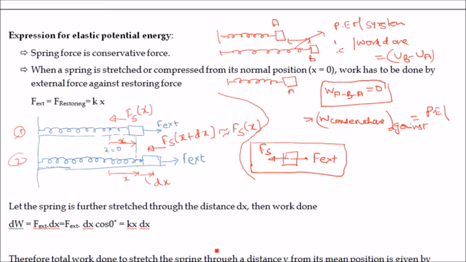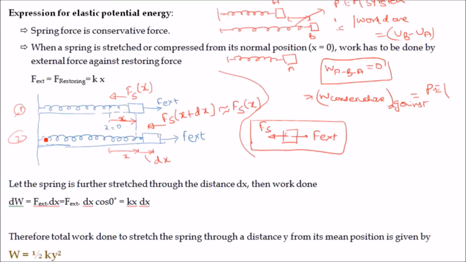dW, which is the infinitesimal work done, and it will be equal to F external dot dx. As we know, the directions of F external and dx are the same: F external is towards the positive x direction and dx is also towards the positive x direction, as per this figure. So the angle between these two will be 0 degrees, and dW is equal to F external into dx. The value of F external is equal to kx, so the infinitesimal work done is equal to kx dx.